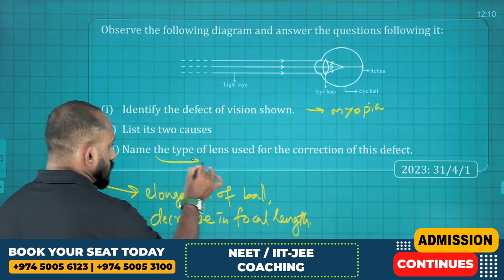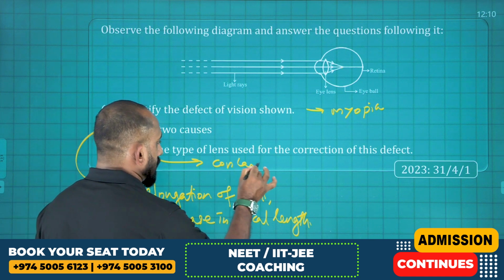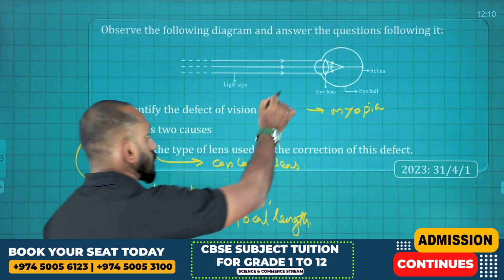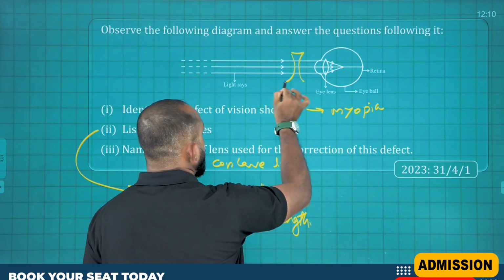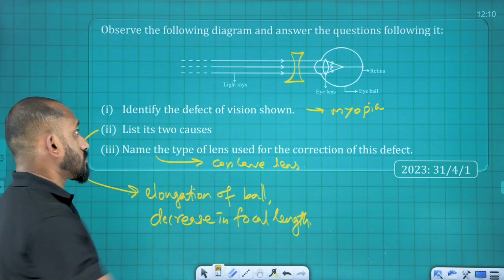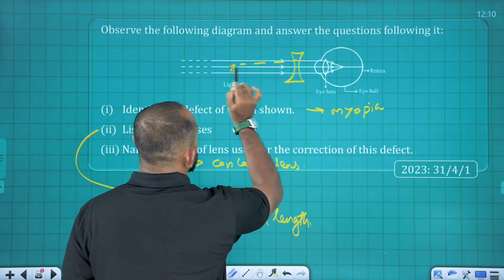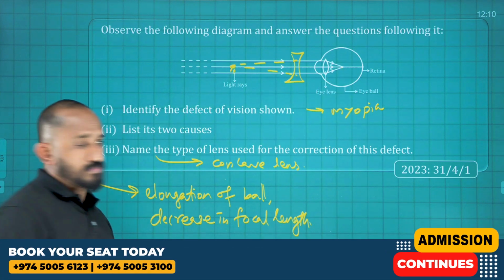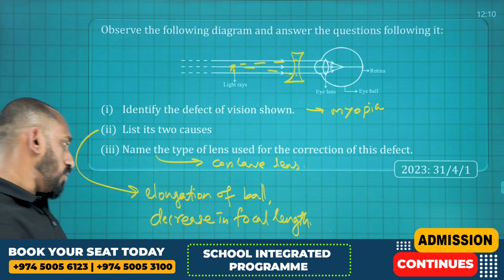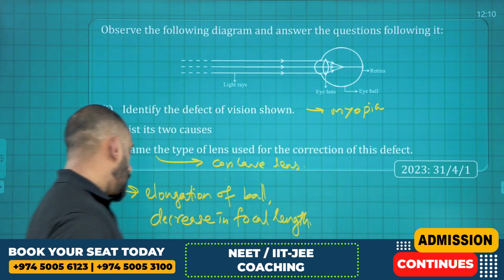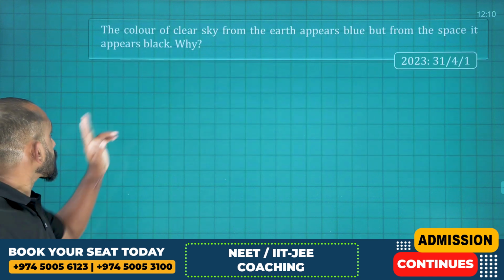So which lens is used? We use a concave lens. So here, a concave lens has to be kept, so that what happens? The image is formed at the far point. From there, the light is diverged and passes through. That's the concept, so that figure also you should be clear about. Okay, fine. Then let's see the next question.